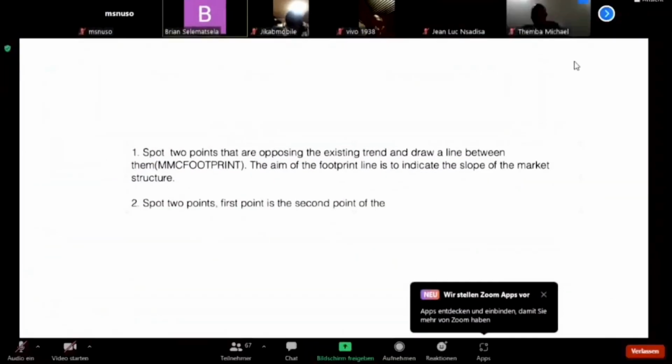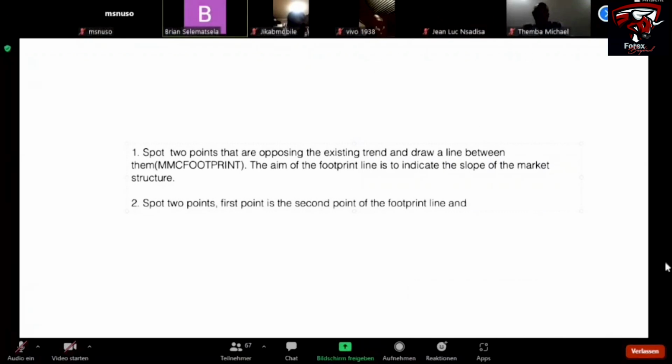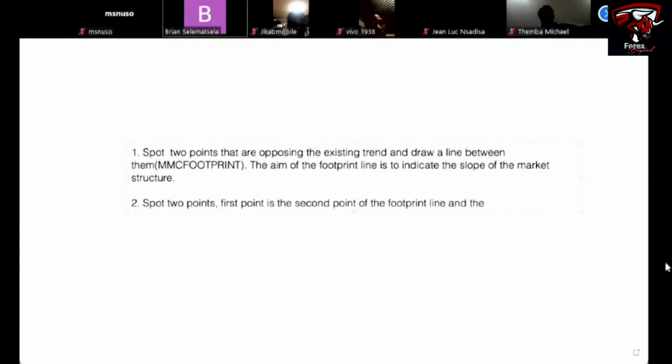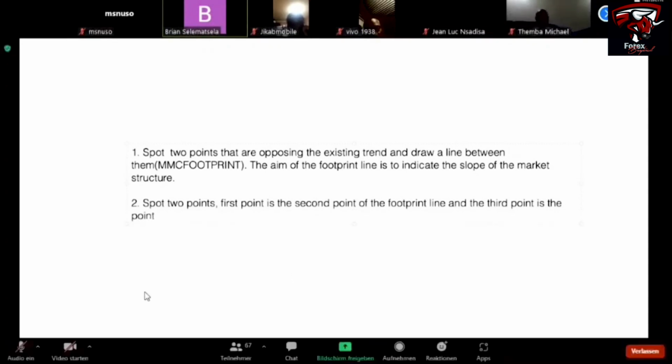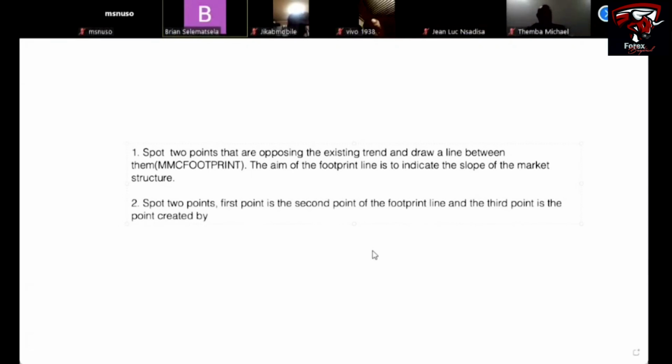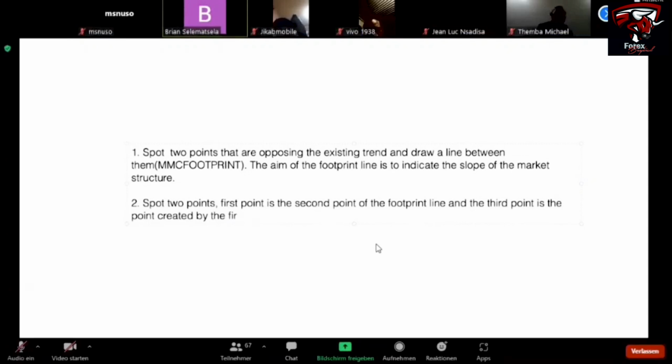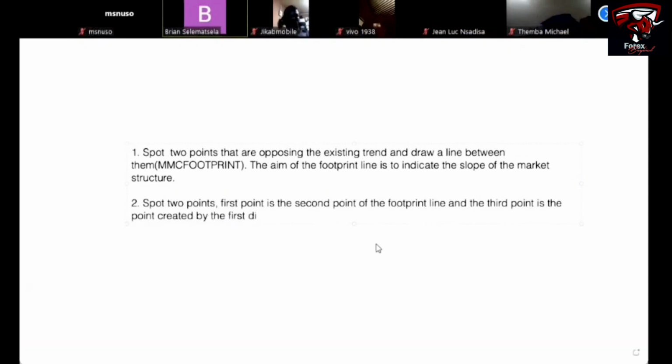Of the footprint line, and the third point is created by the first divergence.